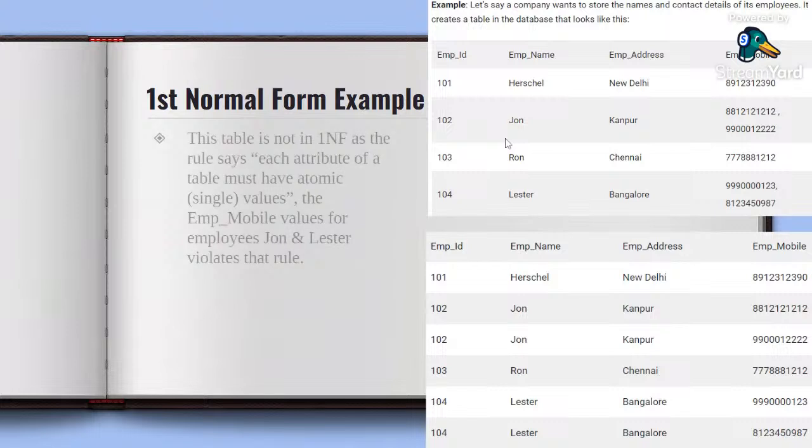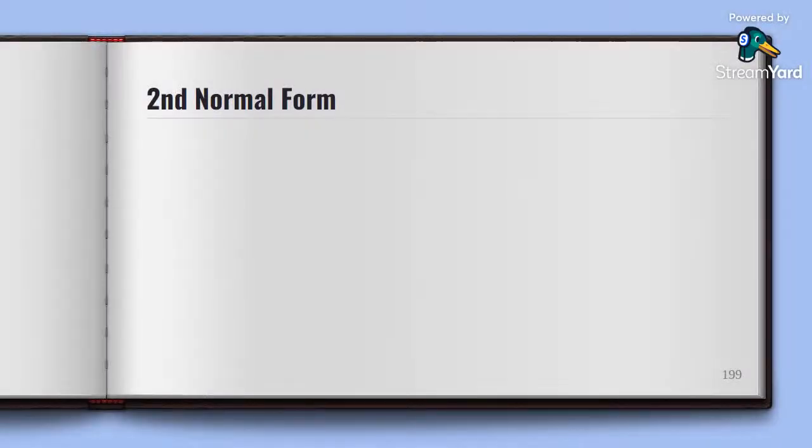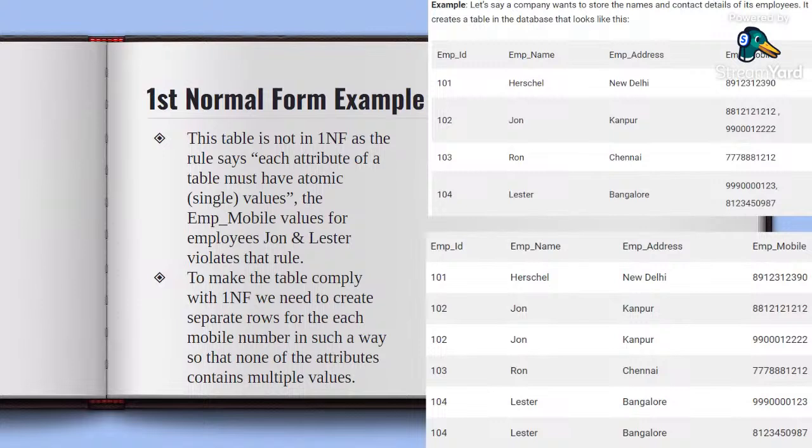So this table is not in first normal form because it has a multi-valued attribute. We separate that: we create separate rows for each value in emp mobile, and then it conforms to first normal form. Let me confirm once again. A table is in first normal form if there are no multi-valued attributes present, and to normalize it, we repeat that record, but this time keep the values in separate tuples. Yeah.